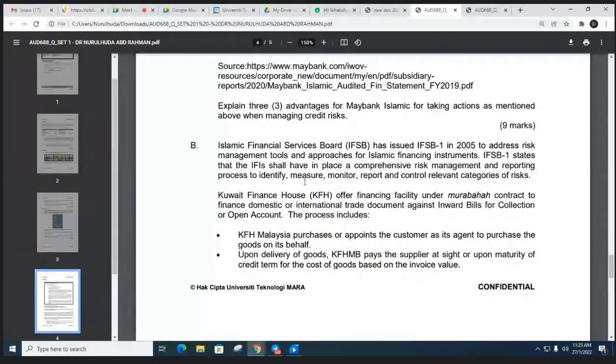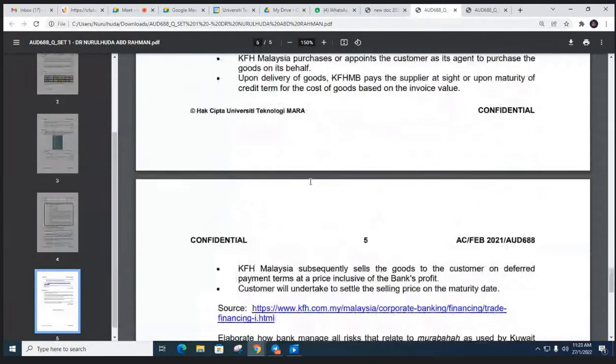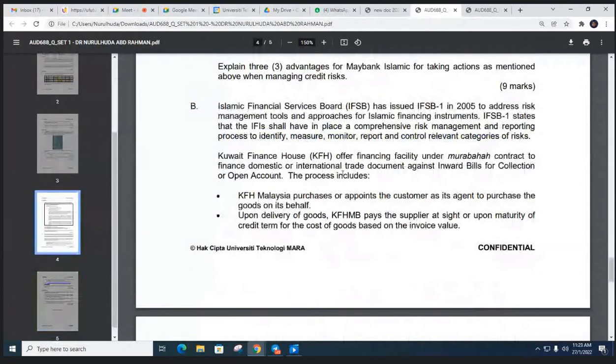Okay, Doctor, thank you. Okay, B, ni soalan dia susah sikit lah. Soalan risk biasa susah sikit lah. FSB issued a guideline. Okay. KFH offer financing under murabahah contract to finance domestic or international trade document against inward bills for collection or open account. Ini maksudnya business financing. Business financing using murabahah.